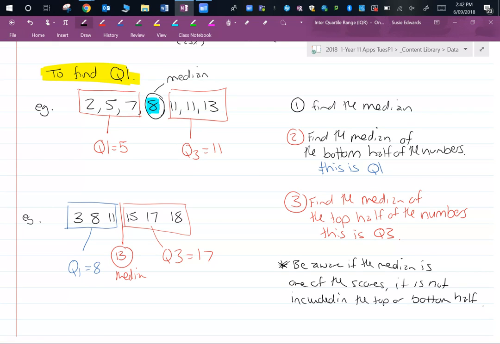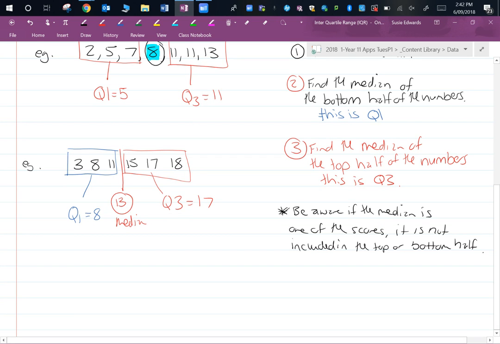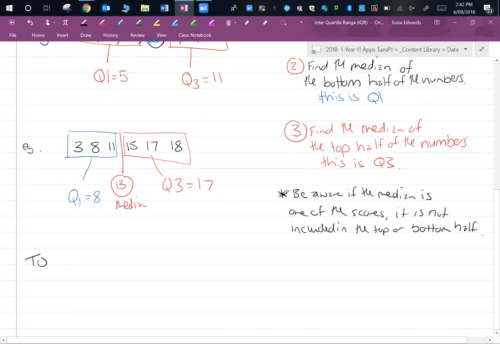All right. So now we found Q1, we found Q3. What do we still have to find? What's the title of the topic? Interquartile range. So we need to be able to find the interquartile range. So the range between quartile 1 and quartile 3. So how do you reckon we do that? Exactly. So to find the interquartile range, it's Q3, take Q1.